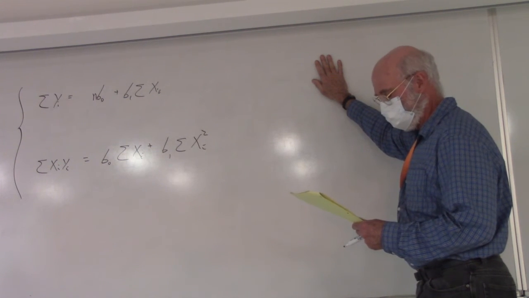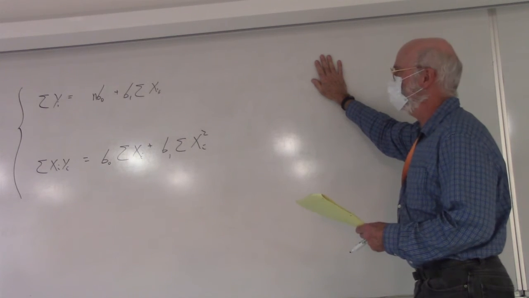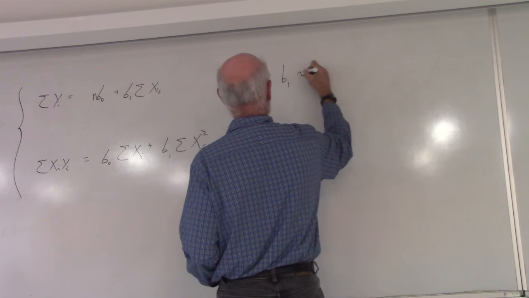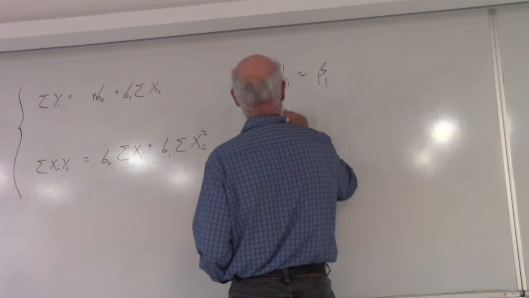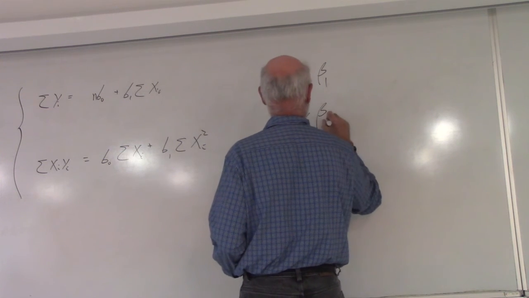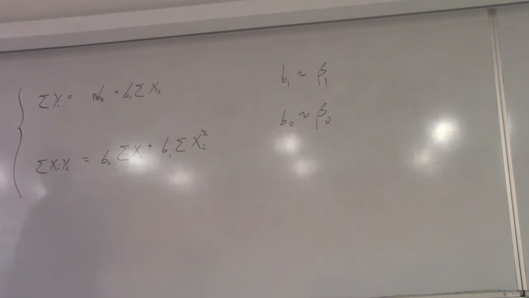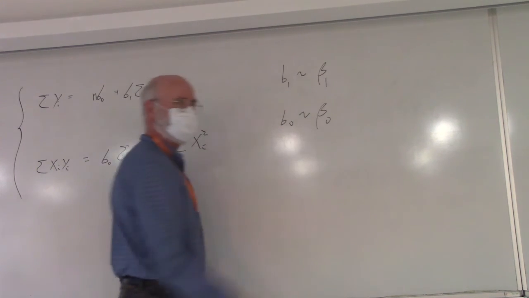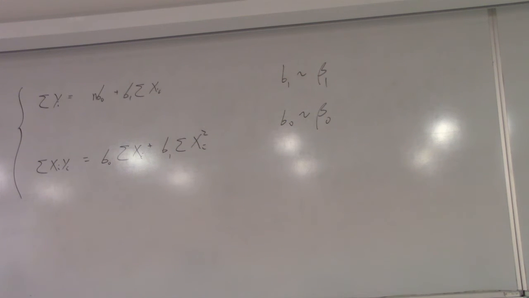Let's solve these things for b1. What is b1? b1 is approximately equal to beta 1. b0 is approximately equal to beta 0. So I'm substituting these values in because I want to figure out what value there gets me as close as possible to the true value right there. So now I have a system of two equations and two unknowns, and I just need to solve for b0 and b1. And that's easy.